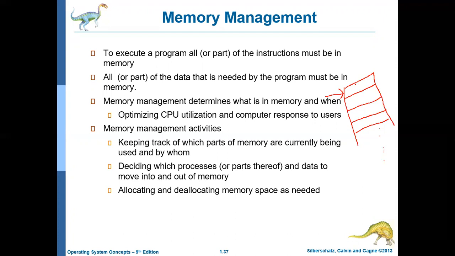If this is the 0th byte, this is the first byte, this is the second byte, and like that it goes on. It may have millions or even billions of bytes. This is how main memory is organized. Each byte will have its own address.